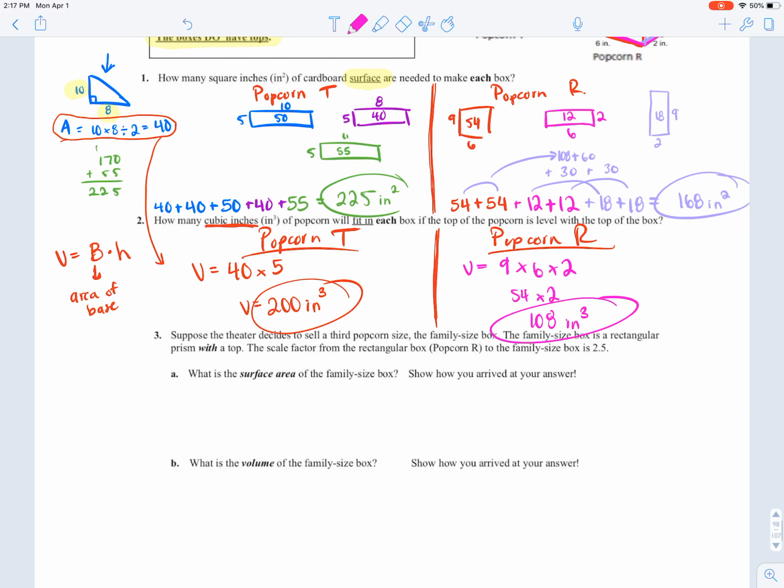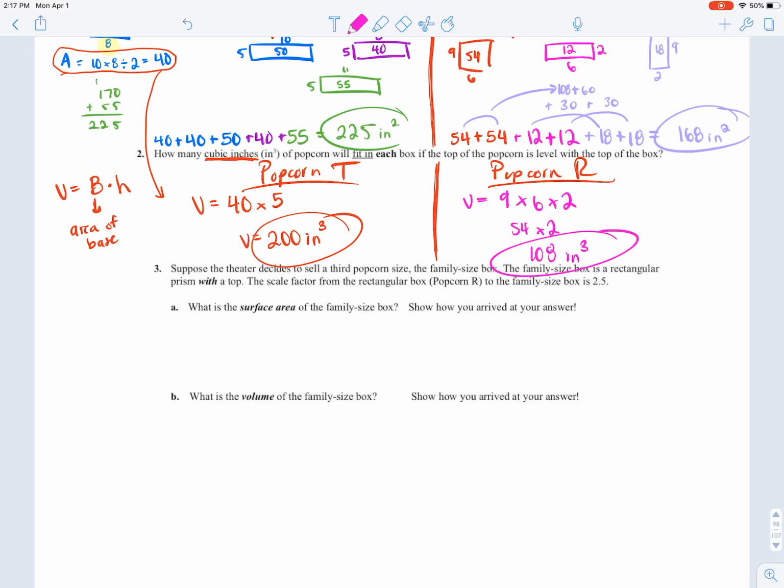Let's keep moving on. Number 3, it says, suppose the theater decides to sell a third popcorn size, the family size box. The family size box is a rectangular prism with a top. The scale factor from the rectangular box, popcorn R, to the family size box is 2.5. Red flags and buzzers should be going off in your head. The scale factor from the rectangular box to the family size box is 2.5. So this goes back to that lesson about compost boxes, lesson 1.4, where we had to use the scale factor to find new surface areas and new volumes, okay?